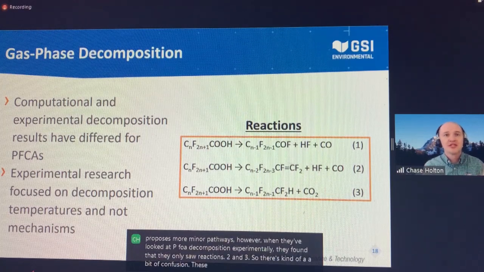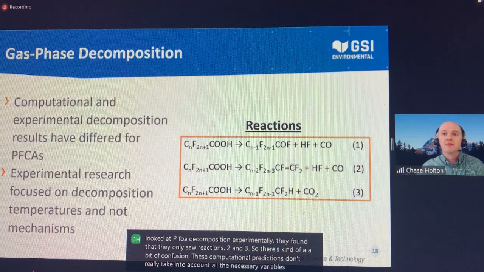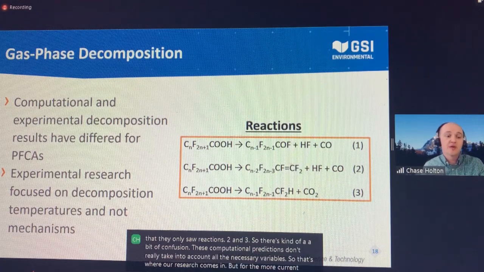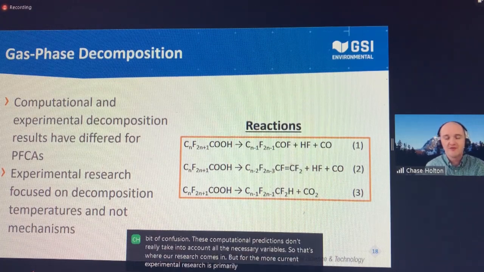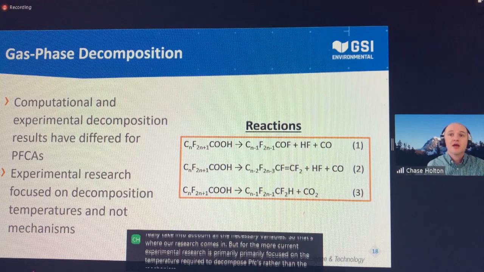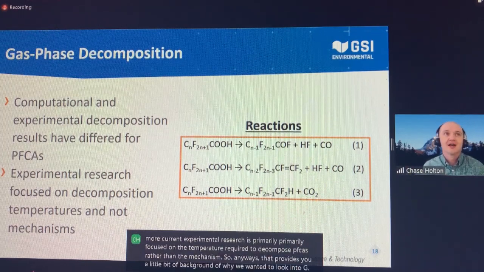These computational predictions don't really take into account all the necessary variables. So that's where our research comes in. Furthermore, current experimental research is primarily focused on the temperature required to decompose PFCAs rather than the mechanism. So anyways, that provides you a little bit of background of why we wanted to look into gas phase decomposition.